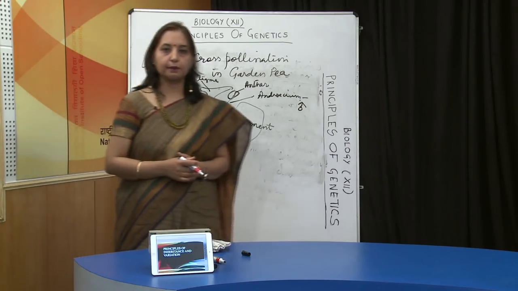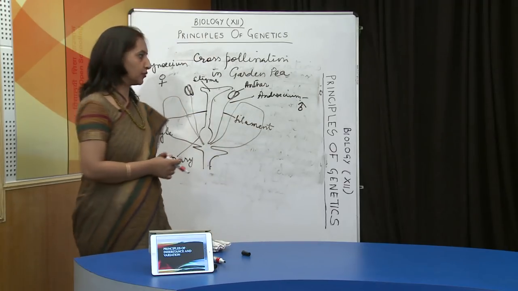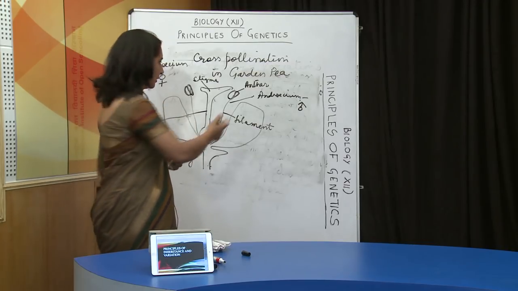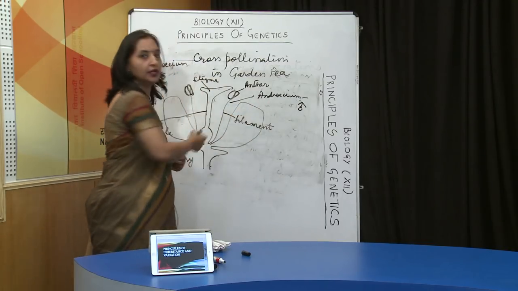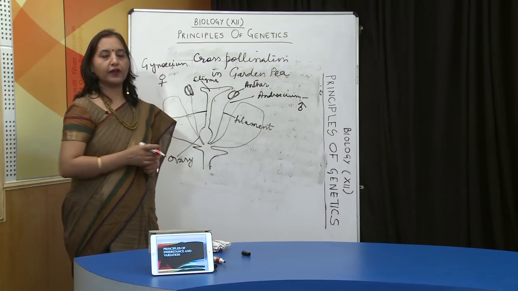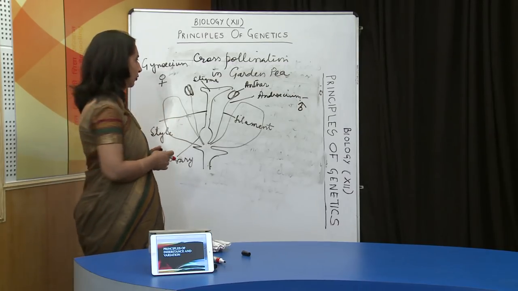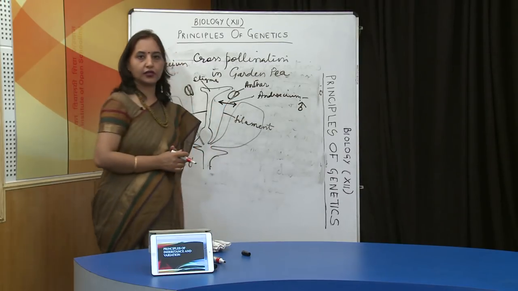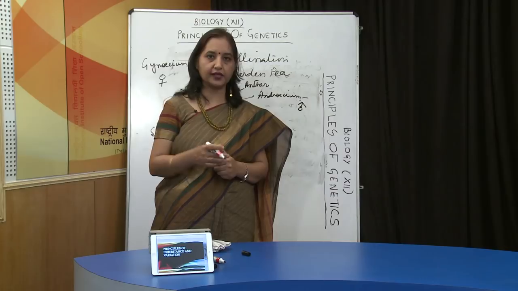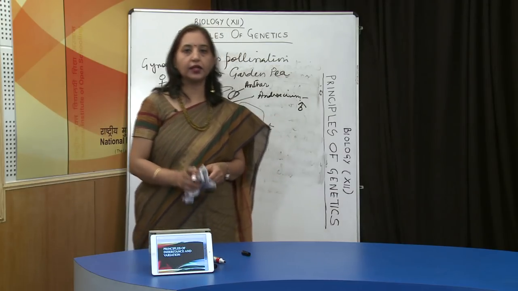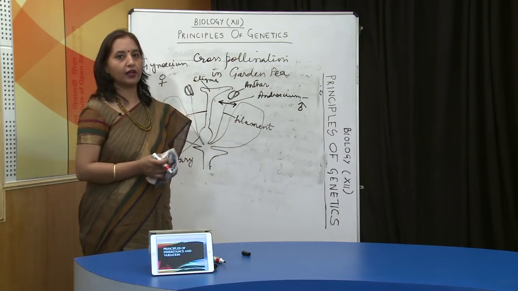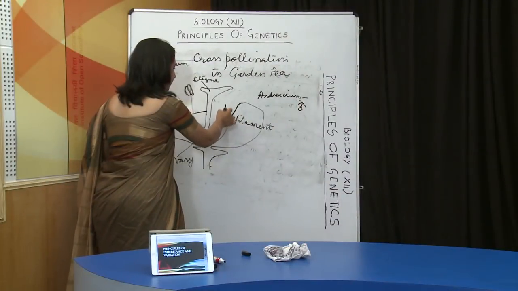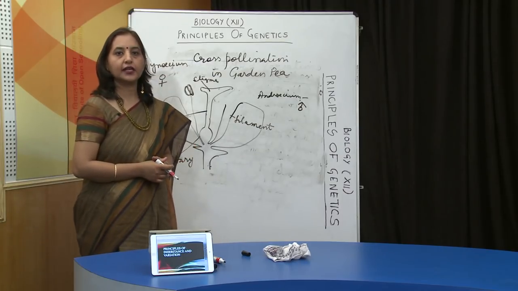Since the pea plant has a bisexual flower, which has both the parts, male and female, in the same flower, that is androecium as well as gynoecium in the same flower. To prevent self-pollination, what Mendel did was, he cut the anthers at a very young stage. Before the pollen grains could mature, he cut the anthers at a very, very young condition. That means in the bud condition only. And this cutting was called emasculation.